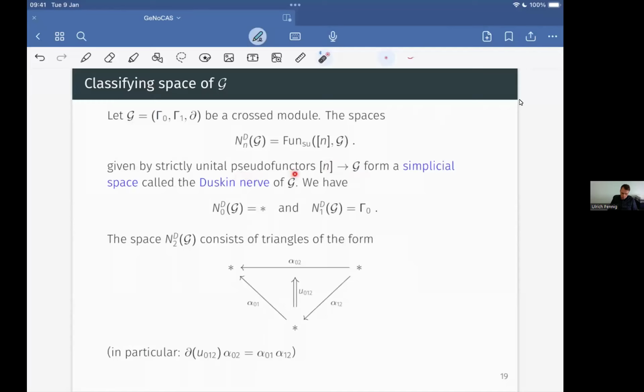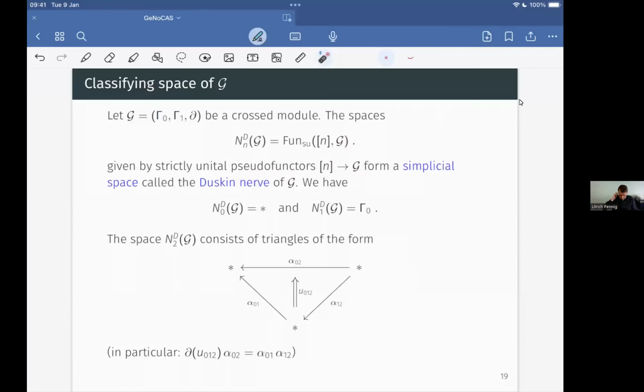And so what's a pseudo functor? A pseudo functor, usually you want a functor to preserve composition. But now you end up with values in a 2 category. So you can relax that and say, I want my composition of 1 morphisms only to be preserved up to consistent 2 morphisms. And that's what a pseudo functor is.